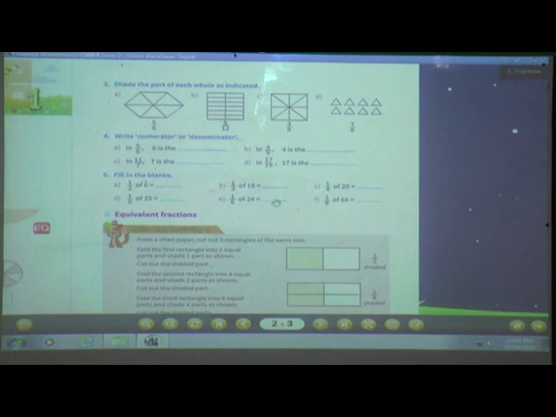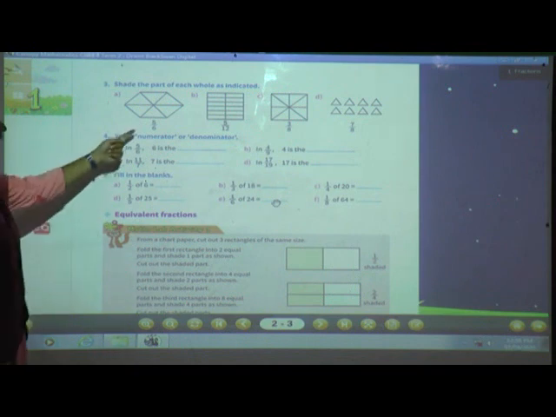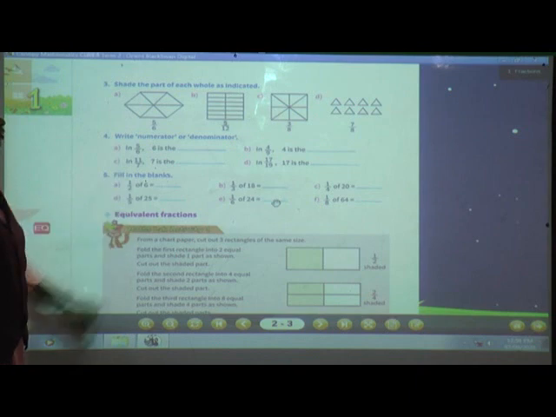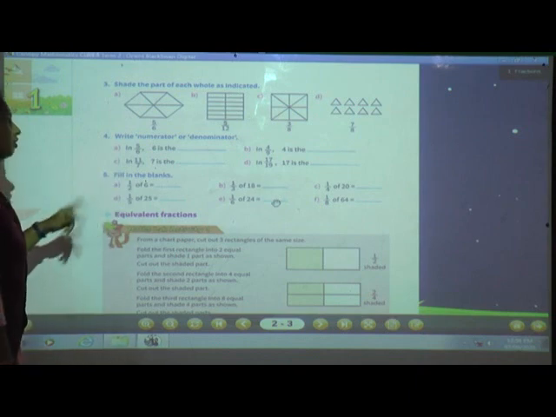Now see what is the third question. Shade the part of each wall indicated. Now they had given. Okay. Now by seeing this we have to shade the part of given shape fraction.